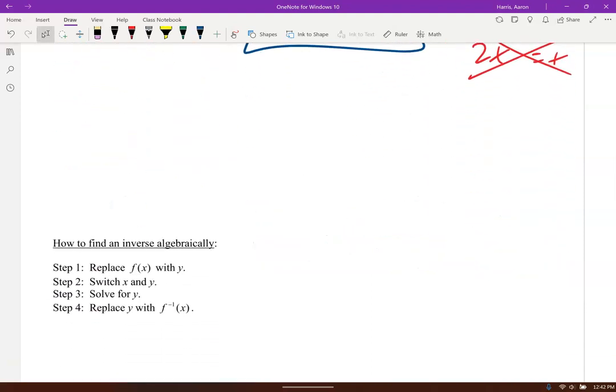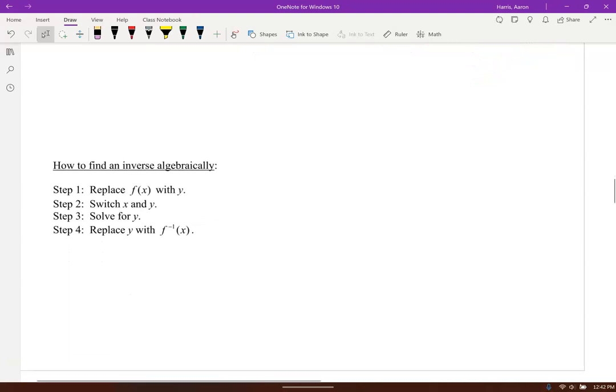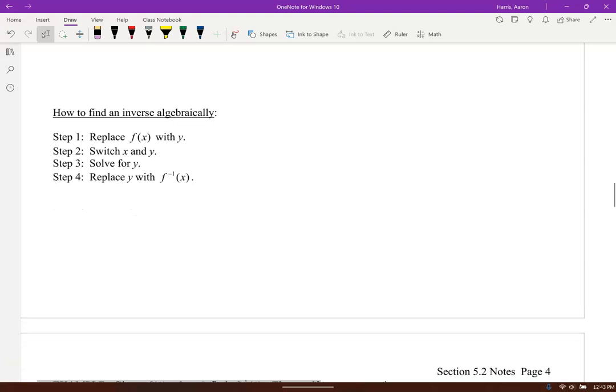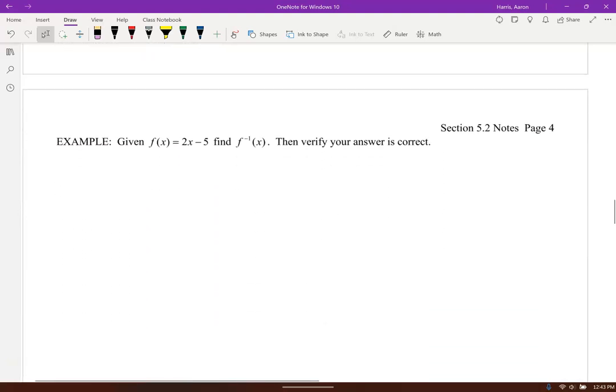Well, how do you find an inverse algebraically? Well, these are our steps. We'll replace f of x with y. We'll flip-flop x and y because they flip-flop for the inverse. Then we'll solve for the new y. So let's go ahead and do that here.